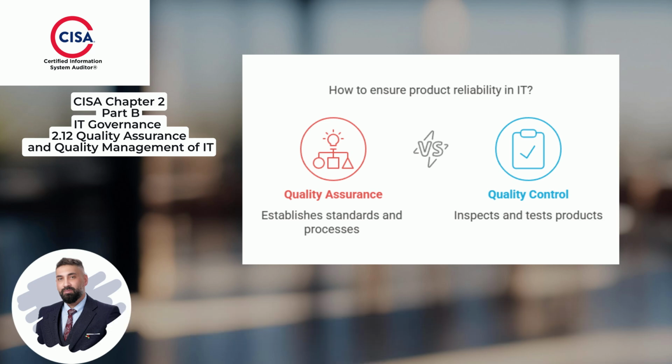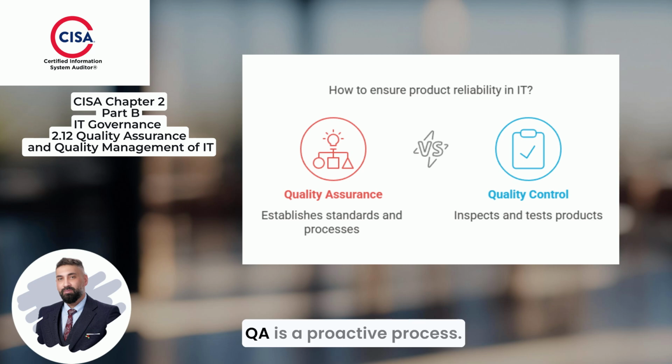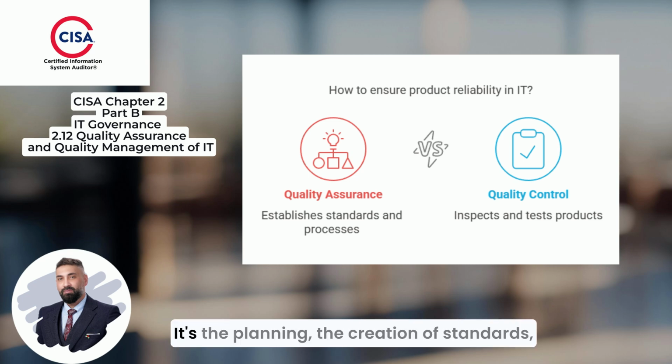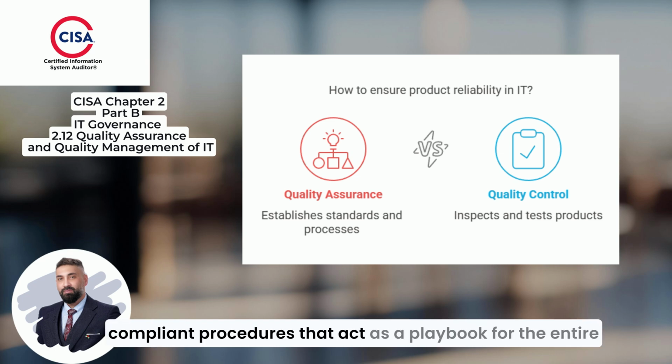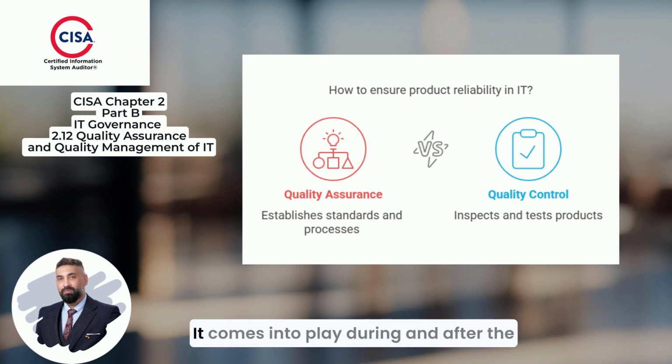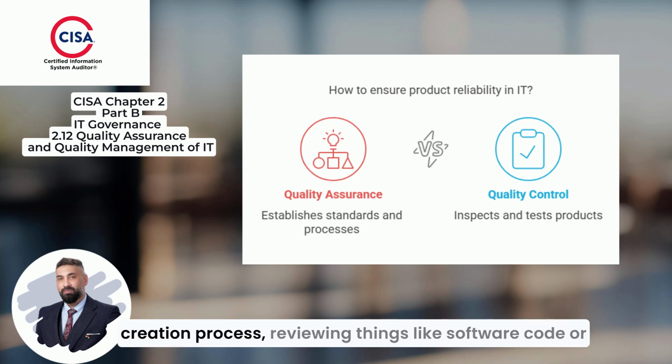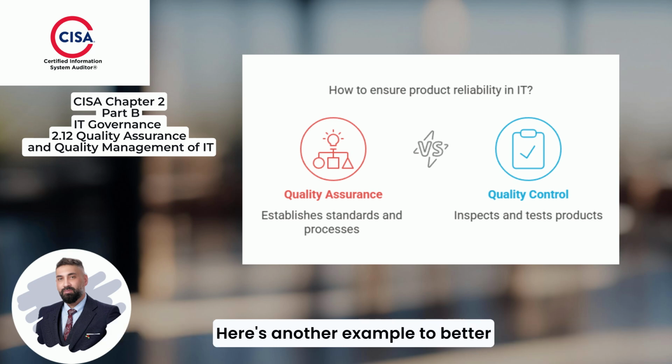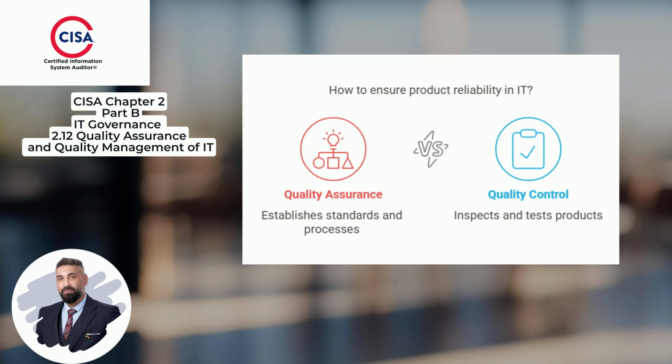More specifically, in IT terms, QA is a proactive process. It's the planning, the creation of standards, and the setup of repeatable processes. For instance, a QA team might roll out ISO 9001 compliant procedures that act as a playbook for the entire department, ensuring all employees are on the same page. In contrast, QC is reactive. It comes into play during and after the creation process, reviewing things like software code or system configurations to uncover issues or inconsistencies.